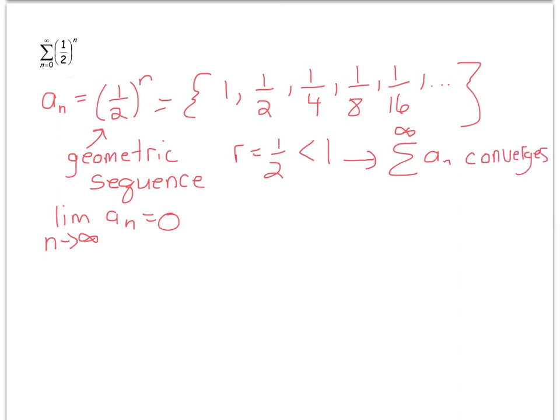And since the series is geometric, we can actually compute the infinite sum, because we know that the infinite sum is going to be the first term over 1 minus the common ratio. So in this case, the first term is 1 over 1 minus the common ratio, which is a half. So the infinite sum is going to be 2. So not only do we know that that series converges, but we know the value that the series converges to. So let's look at an example that's not geometric. So here we've got 1 over n factorial.